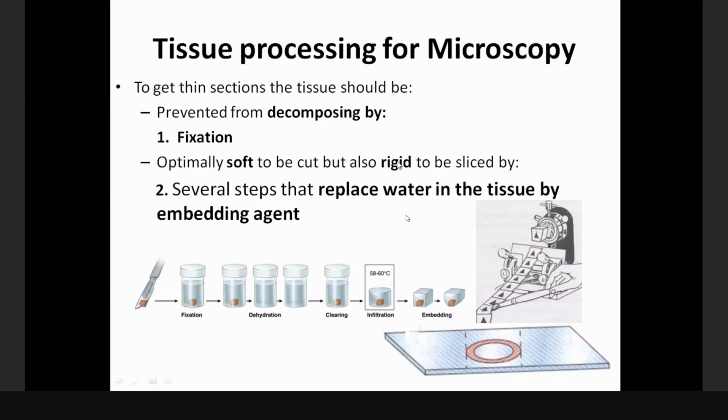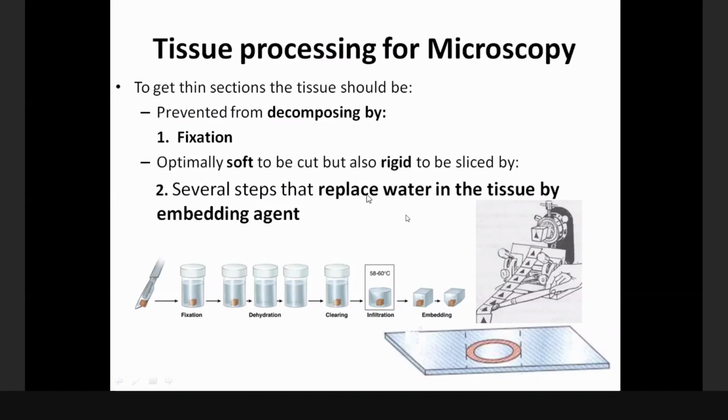So what we therefore need now to slice our tissue for preparation of slides for microscopy is to make our tissue rigid enough to be manipulated, yet it has to be cut because it has to be soft. And this would be done by replacing the water we have in our tissue by some agents that would make our tissue rigid and also remain soft.